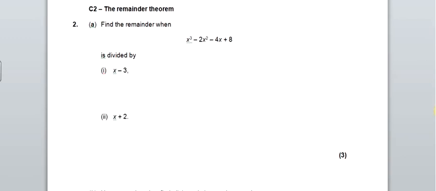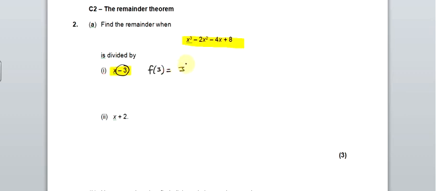Now a bit of core 2, the remainder theorem. Find the remainder when this cubic is divided by x minus 3. The remainder theorem is very straightforward to use. You don't have to do division here. It's much more straightforward to use the fact that if you put in 3, you will get the remainder. So I'm just going to substitute 3. Whatever this is, you just reverse the sign basically.